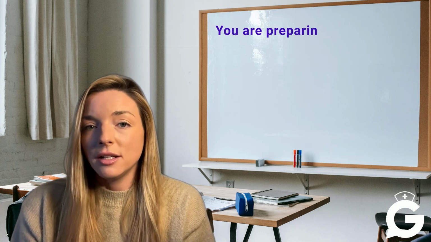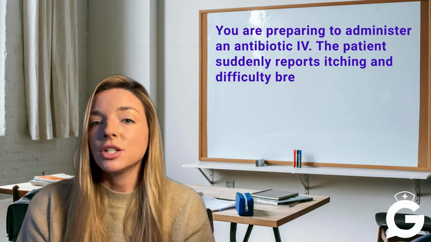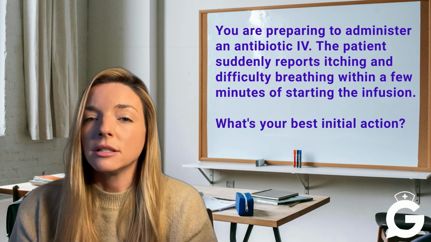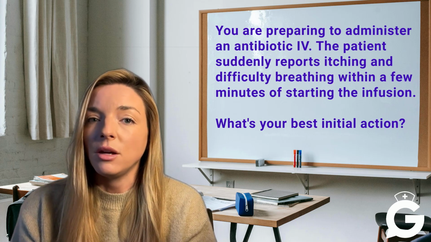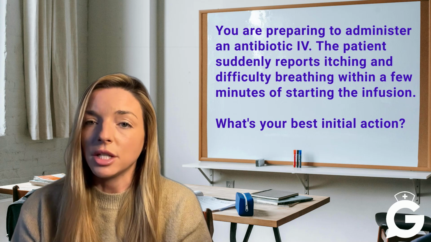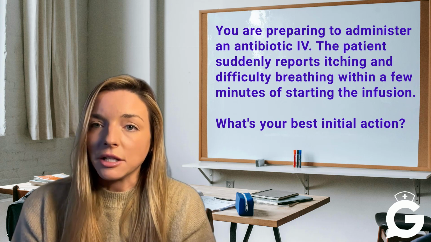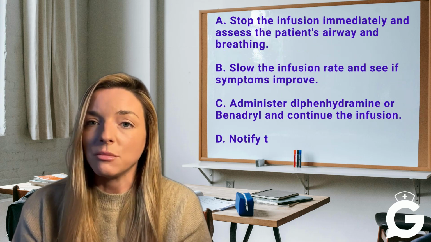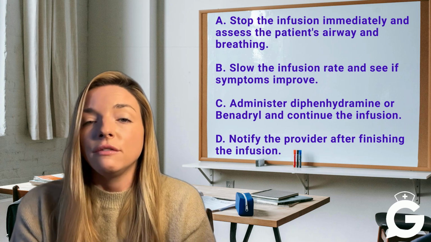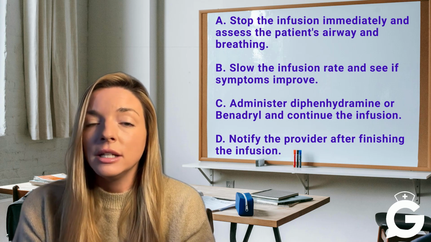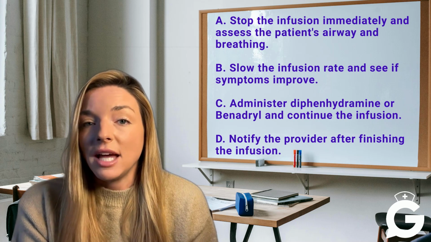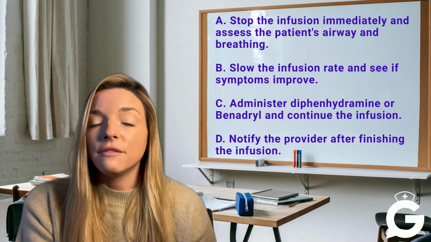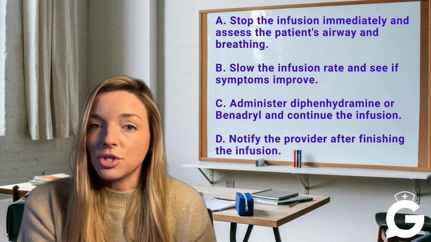Practice question 1. You are preparing to administer an antibiotic IV. The patient suddenly reports itching and difficulty breathing within a few minutes of starting the infusion. What's your best initial action? A. Stop the infusion immediately and assess the patient's airway and breathing. B. Slow the infusion rate and see if symptoms improve. C. Administer diphenhydramine or Benadryl and continue the infusion. D. Notify the provider after finishing the infusion.